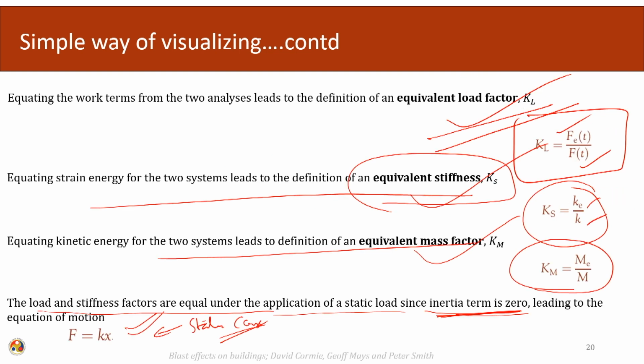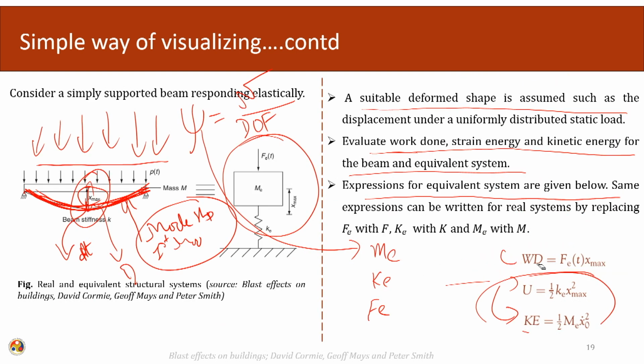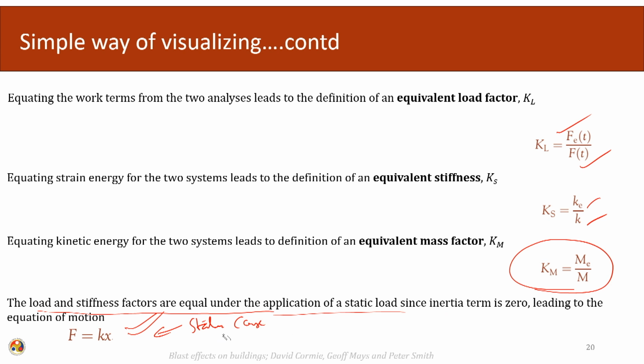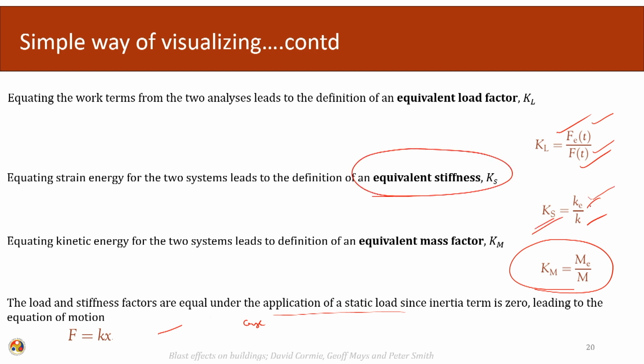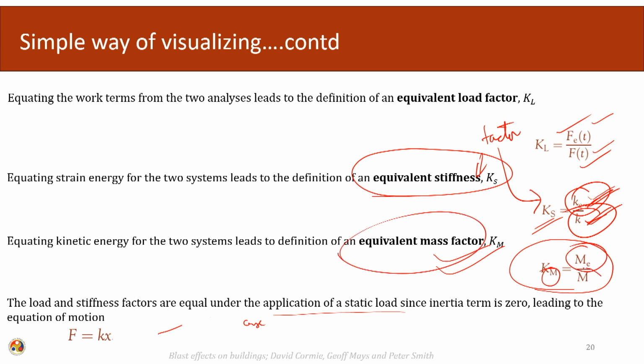So, what we did was we calculated the equivalent mass of the system, the equivalent stiffness of the system, and the equivalent force of the system, and from there we introduced the equivalent load factor, that is the ratio of the equivalent force divided by the actual force. We are introducing a term called the equivalent stiffness factor, which is the equivalent stiffness divided by the actual stiffness, and the equivalent mass factor, that is the equivalent mass divided by the actual mass.